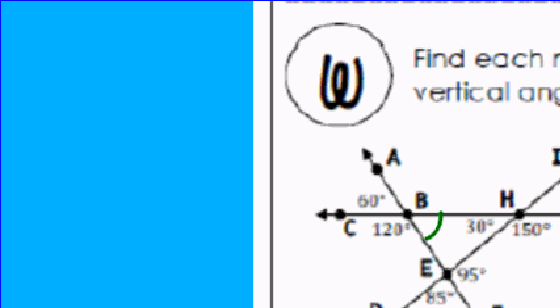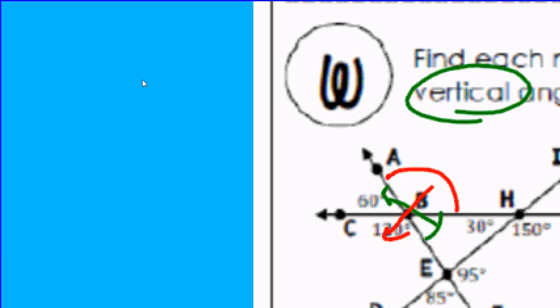Well, you could use either one, except that the directions said to use your knowledge of vertical angles. So that one is vertical from 60. Does everybody see that? It's vertical, meaning across from this guy right there. And so that makes it 60. ABH is this guy right here, and it is vertical from 120. Good.